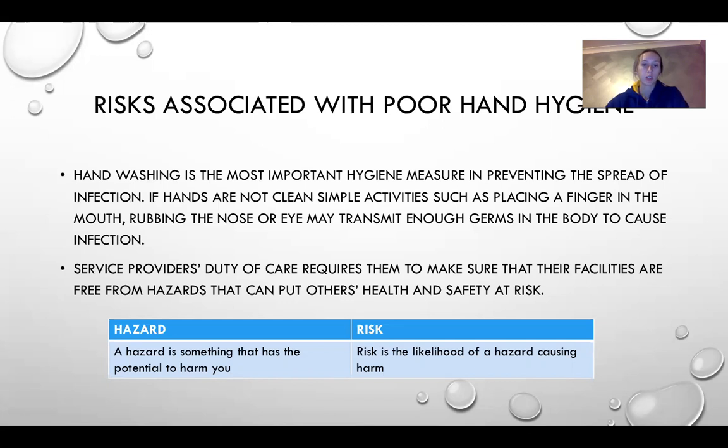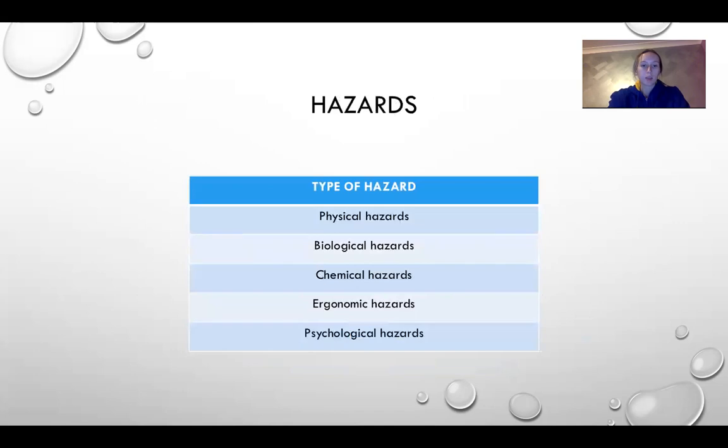The nurse's duty of care requires them to make sure that their facilities are free from hazards that can put their health and safety at risk. A hazard refers to something that has the potential to harm you, whereas a risk is the likelihood of causing harm. There are 5 types of hazards in hospitals, and these include physical hazards, biological hazards, chemical hazards, ergonomic hazards, and psychological hazards. Any infectious agent transmitted by contact or droplet can potentially be transmitted by touch.